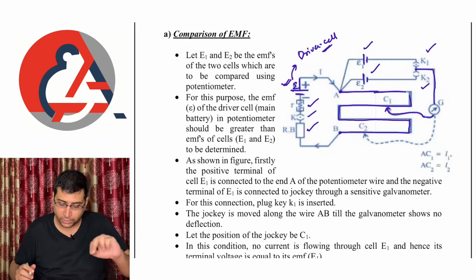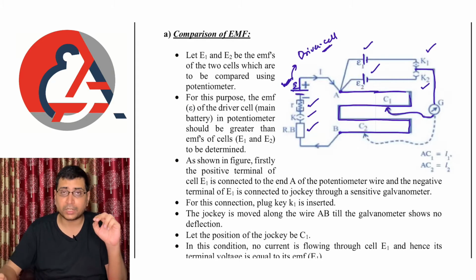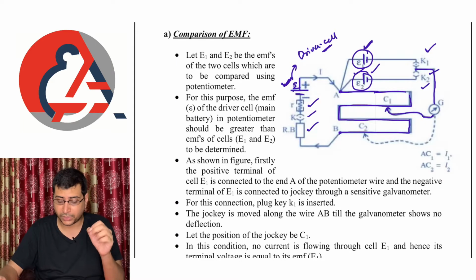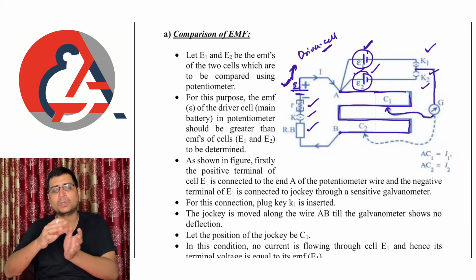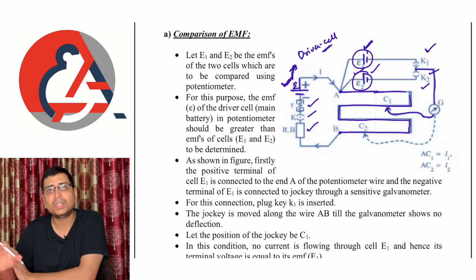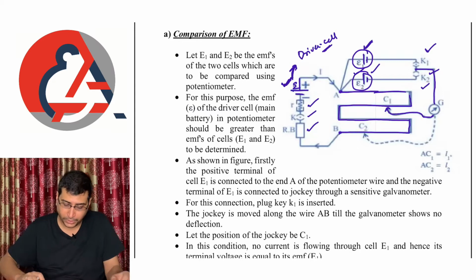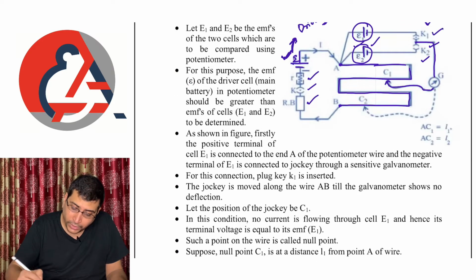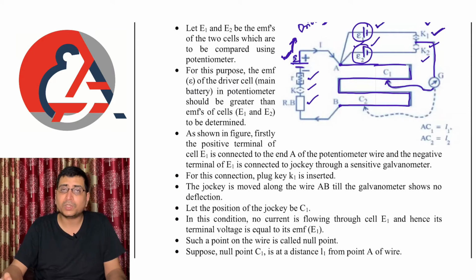So remember, certain points to be concluded are, we have a driver cell and we have two cells of EMF E1 and E2. The two cells to be brought into the circuit are controlled by using key K1 and K2 respectively, but this driver cell is going to be the one which exists in the circuit throughout the experimental process. Okay. Now what will happen is, once you make all these connections, we are going to close key 1. So when you close key 1, the cell with EMF E1 is going to come into the picture of this whole circuit.